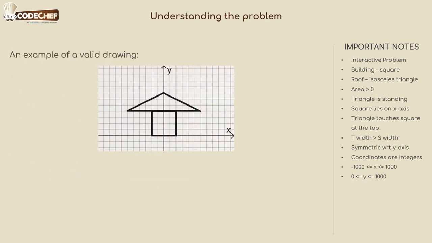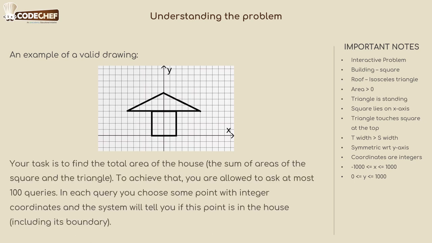So here they have given an example of a valid drawing. So in this question we are required to ask them some queries to find the total area of the house, including the square and the triangle. And the maximum number of queries we are allowed to ask is 100.